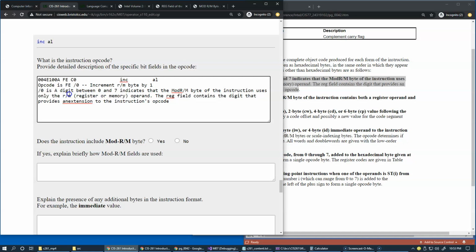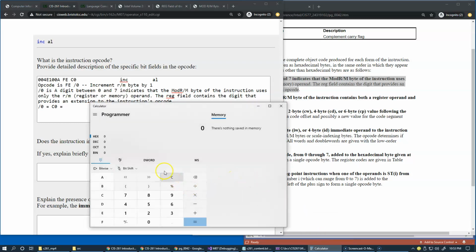So in our case it's C0. Okay, so we need to take C0 right here. Let's fix the spelling. Provides an extension. Okay, and so C0. So this /0 equals C0, and a binary version of C0 will be, if we enter, let's switch to byte and say C0. Okay, so this is binary 11000000.